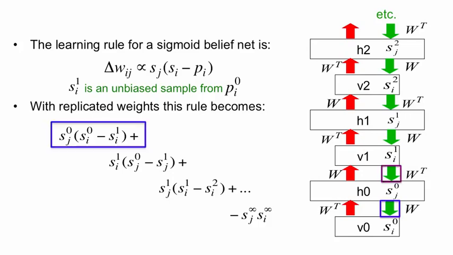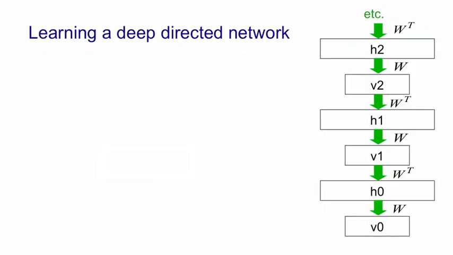And so an unbiased estimate of the derivative can be got by plugging in Si1 on that first line of the learning rule. Similarly, for the second weight matrix, the learning rule is Si1 times Sj0 minus Pj0, and an unbiased estimate of Pj0 is Sj1. And so that's an unbiased estimate of the learning rule for this second weight matrix. And if you just keep going for all the weight matrices, you get this infinite series, and all the terms except the very first term and the very last term cancel out. And so you end up with the Boltzmann machine learning rule, which is just Sj0 times Si0 minus Sj infinity times Si infinity.